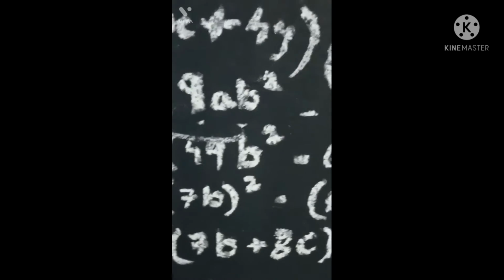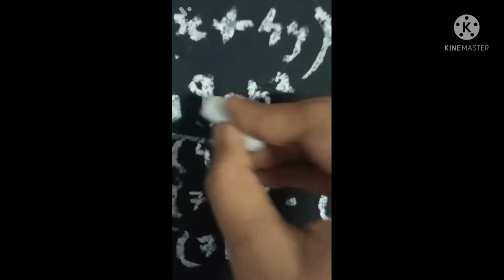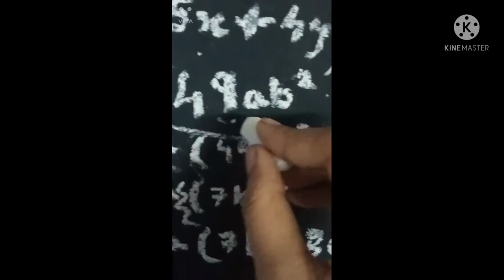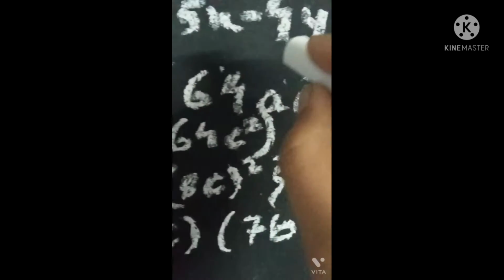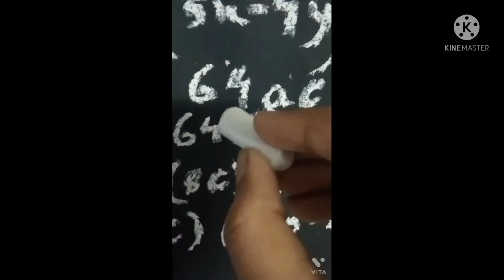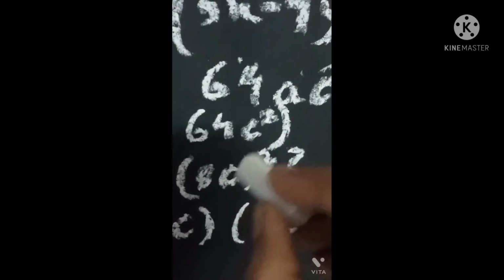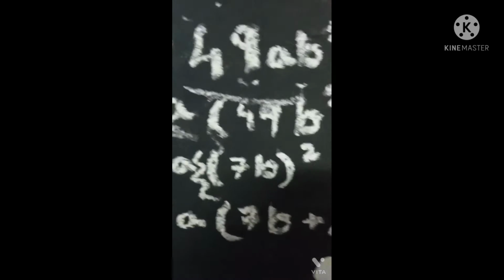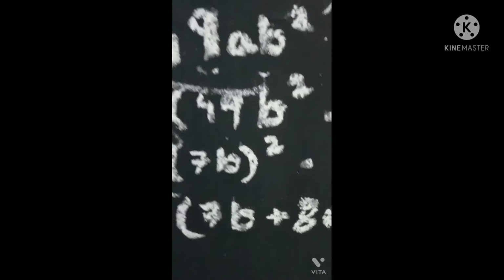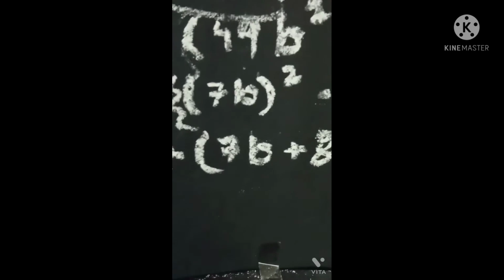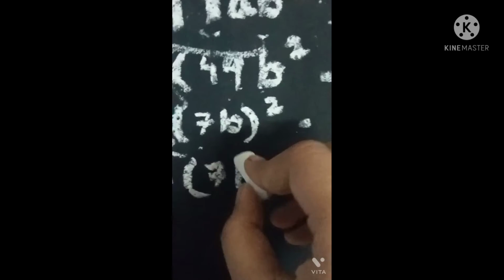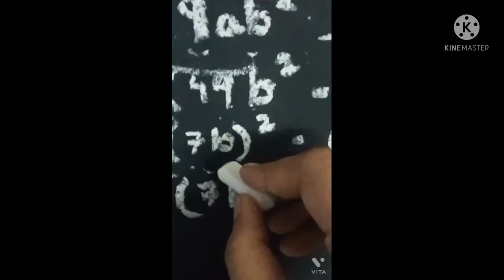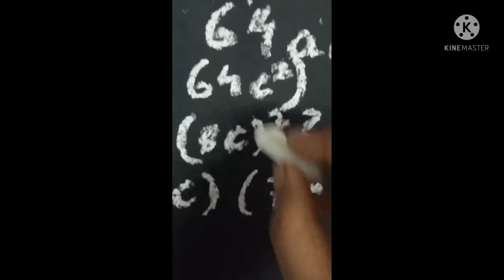After taking out the a, what is left here? 49b square, because a has gone outside. So 49b square minus, and here after taking out the a, what is left? 64c square. So 64c square is written. So we have closed the bracket. What is the square root of 49? 7 7s are 49. So 7b whole square, and here 8 8s are 64.